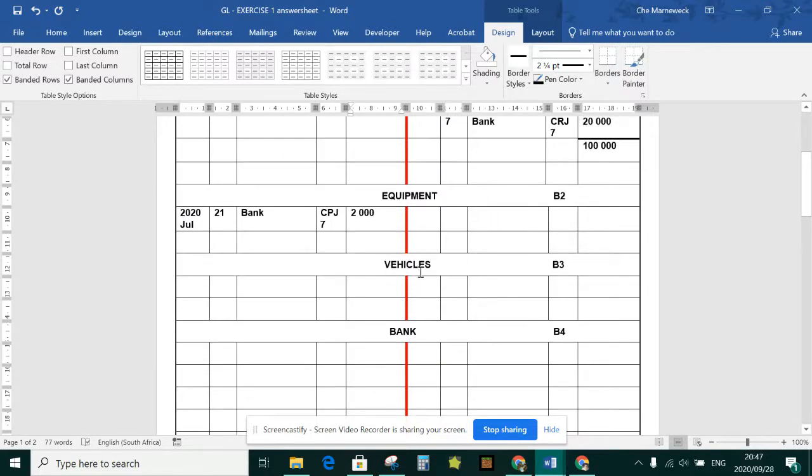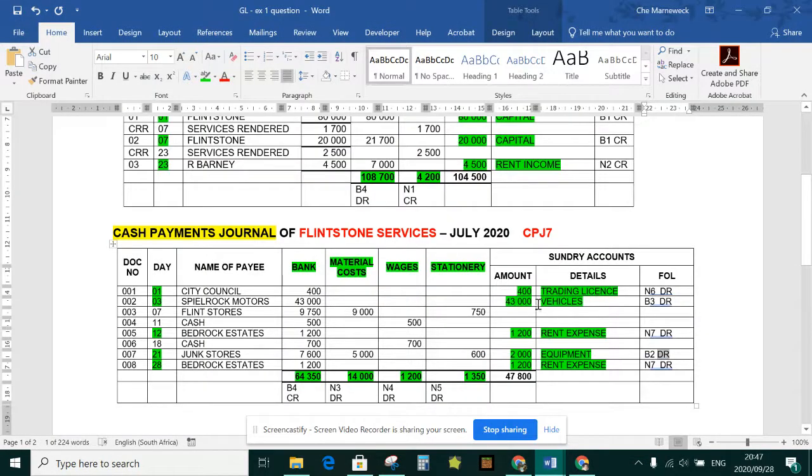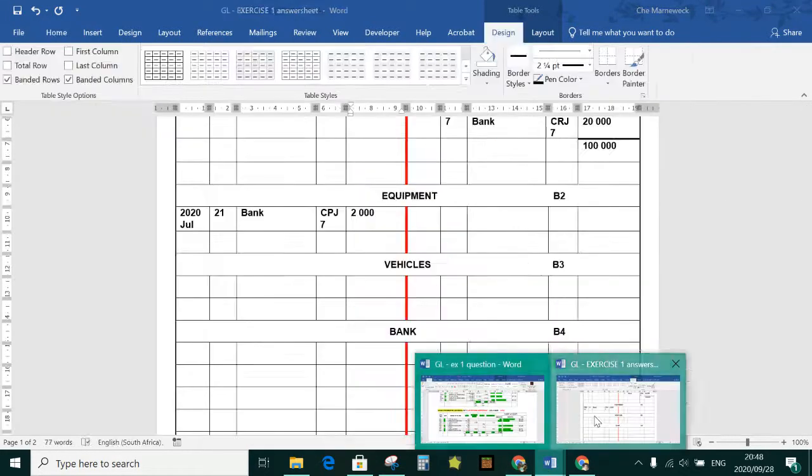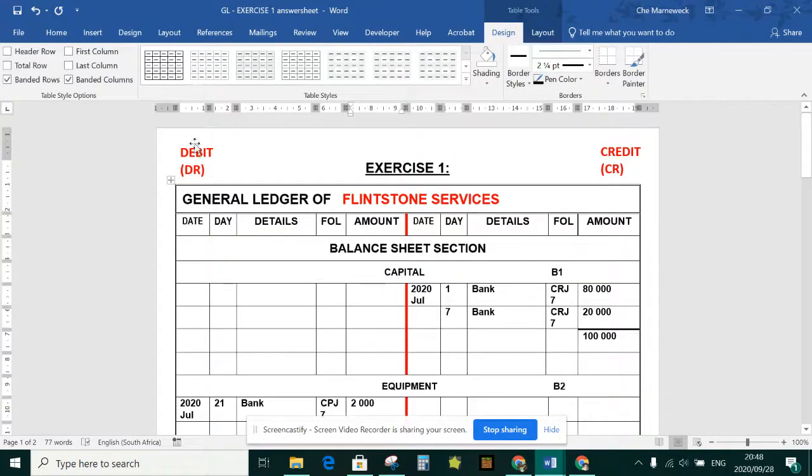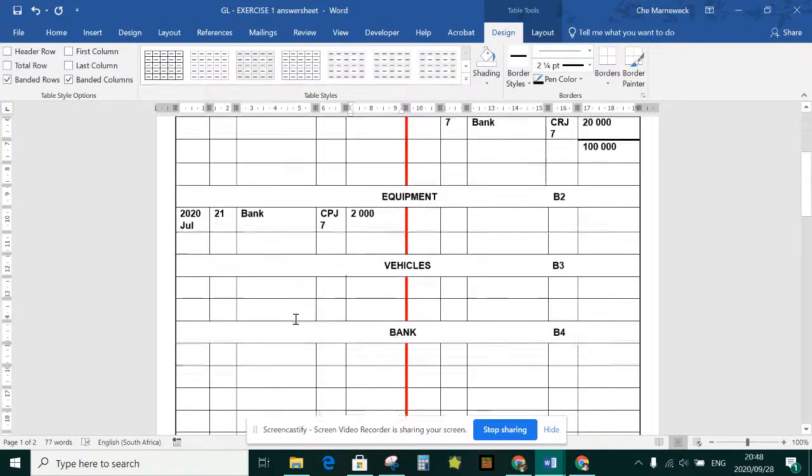We move on to vehicles. We have a look, and we see which journal vehicles are recorded in, and it's recorded in the cash payments journal. That tells me the rule is debit. It's 43,000 Rand, and the specific day is day 3. So we need to be on the debit side, the left-hand side.